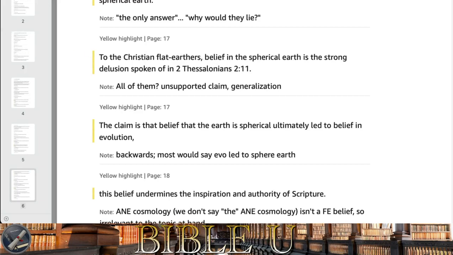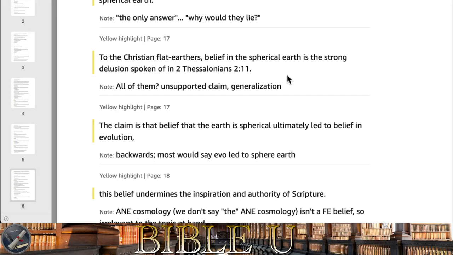And then he says on the next page, to the Christian flat earthers, belief in the spherical earth is a strong delusion. All of them? This is an unsupported claim and a sweeping generalization, because I, for one, don't believe that 2 Thessalonians 2:11 says that ball earth is the strong delusion. If you look at the context, and every context that talks about the end times, you will see that the delusion is from God to those who hate the truth that would save them. So it cannot be something that Christians believe.